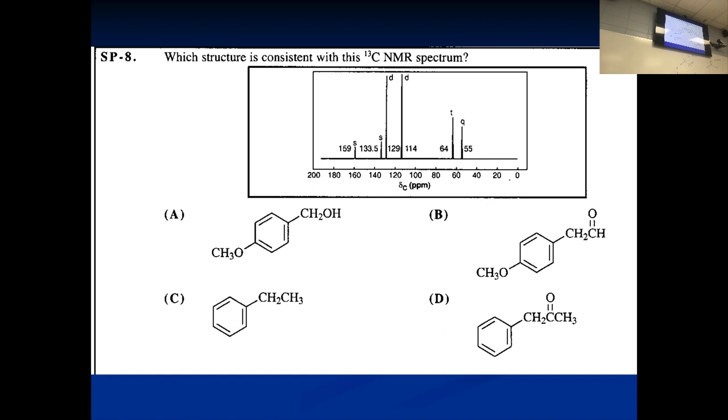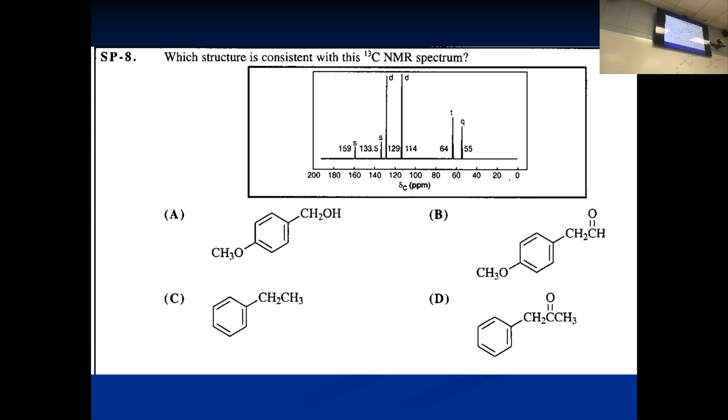Okay? What you're seeing above, Q, T, D, D, S, S, that Q means that if it were not decoupled, it would appear as a quartet. So if it appears as a quartet, what does that tell you? How many hydrogens have to be attached to that carbon? 3, because it's n plus 1, right? If it's a doublet, that means there's 1 hydrogen attached to it. If it's a singlet, that means there's 0 hydrogens attached to it.